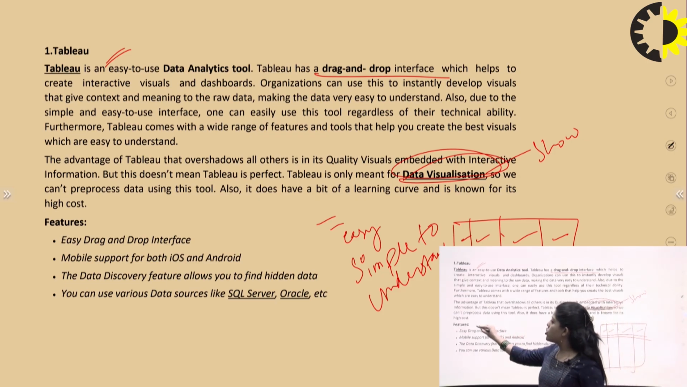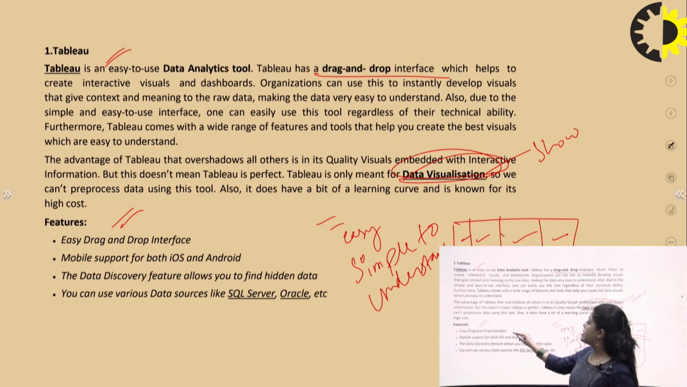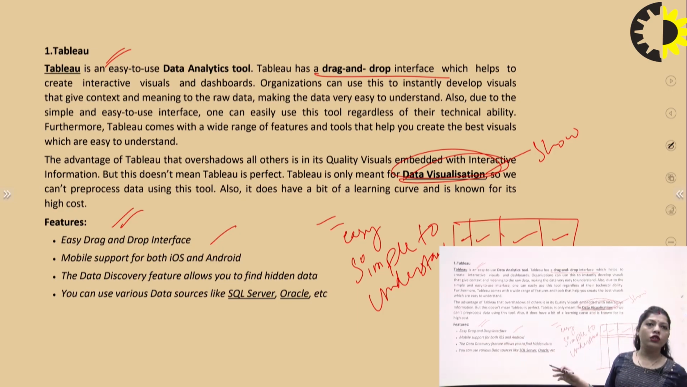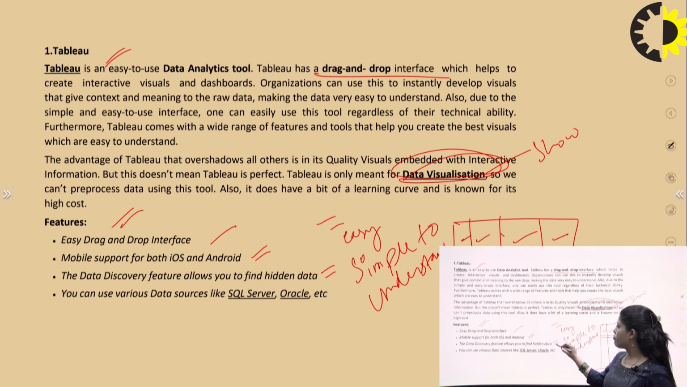There are some features of Tableau. The first feature is the easy drag and drop interface. Anyone can use this tool for data visualization purposes. Second is the mobile support for both iOS and Android. Both operating systems, Android and iOS, can use it. Another feature is the data discovery feature, which allows you to find hidden data. So in Tableau, there is a feature called data discovery. With the help of data discovery, we can easily find out the hidden data.